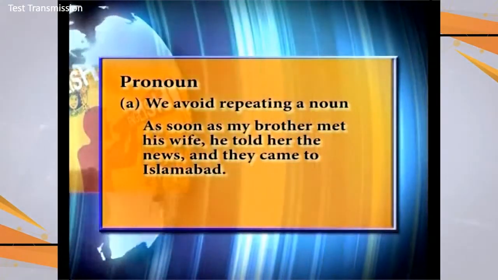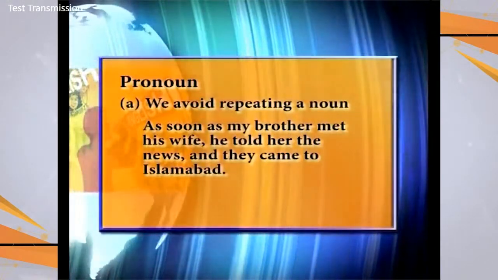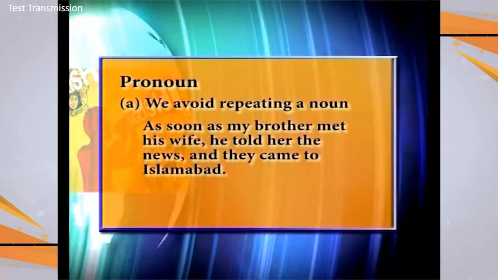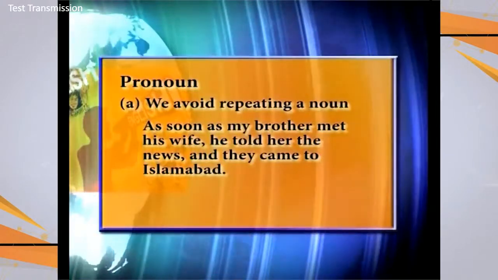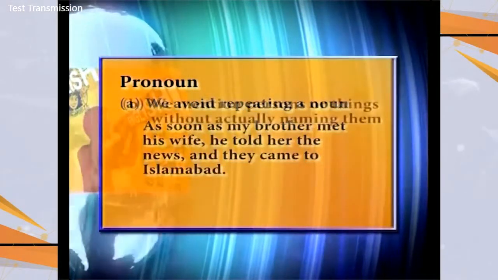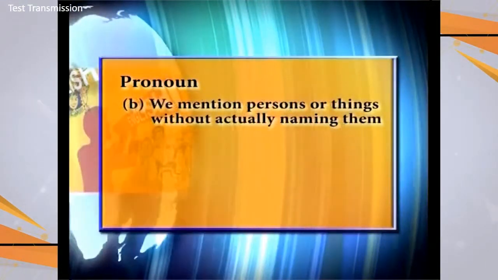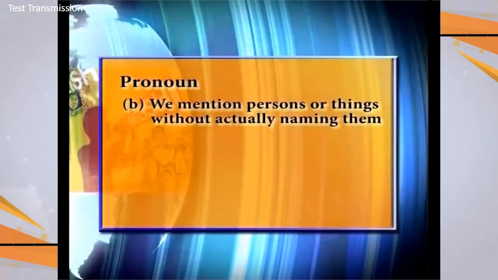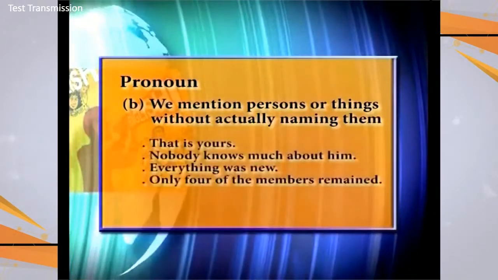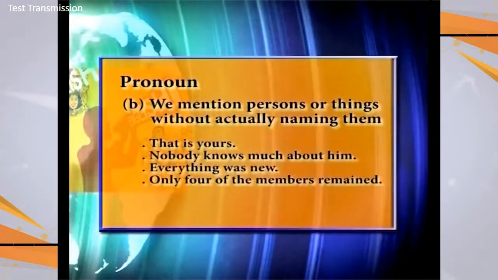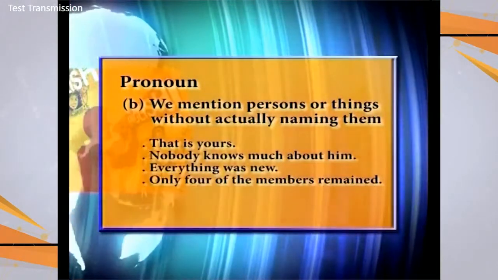I cannot say, "As soon as my brother met my brother's wife." So I would say, "his wife," then he told her, his wife, the news, and they, who they? My brother and his wife. So this is used to avoid repetition. If you try, I hope you can make many sentences like this.